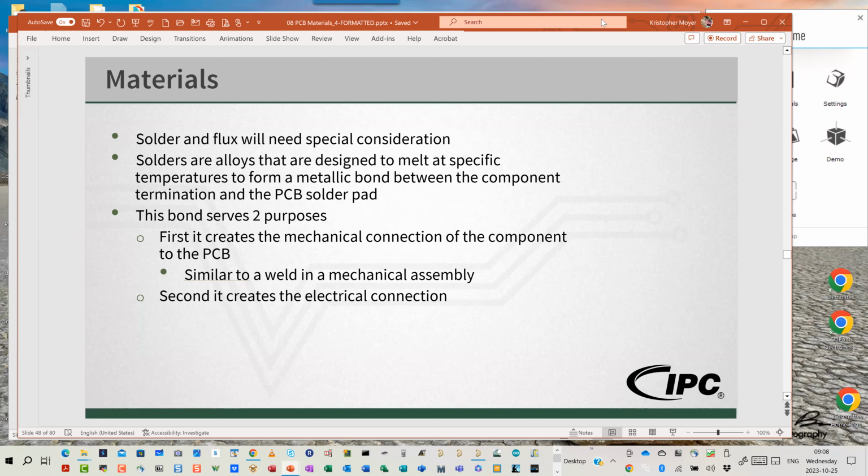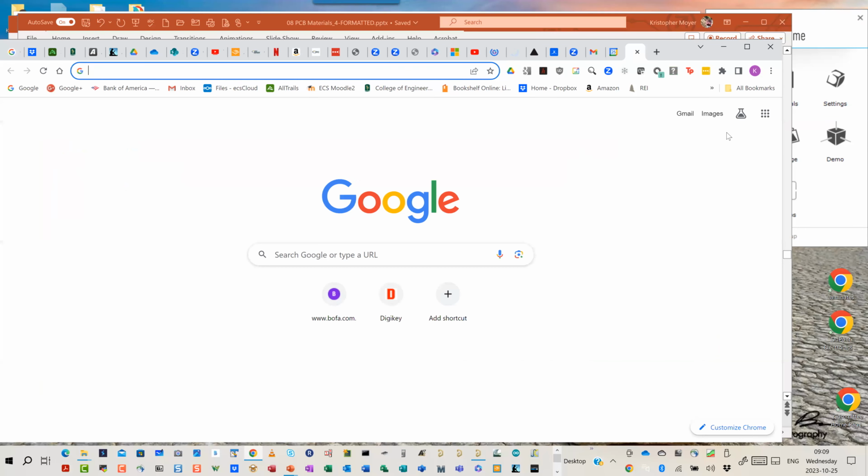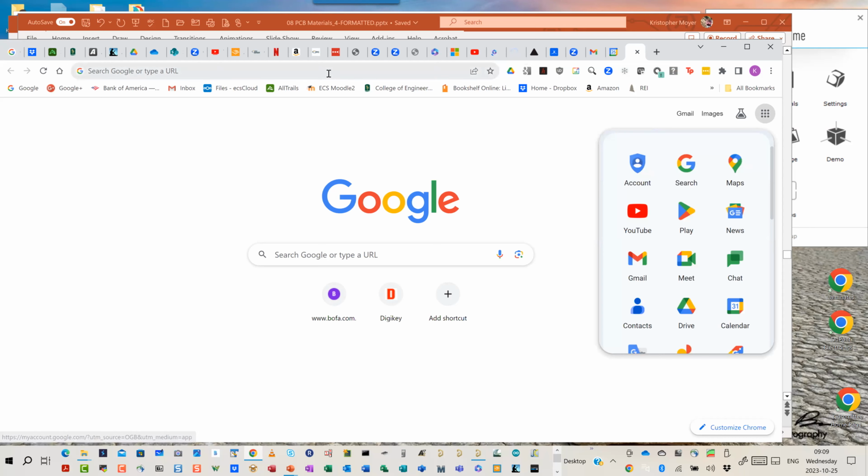There are other cost adders. Another big one is going to be fabricator dependent. So if I go up over here, I did that. Oh, wrong one. Didn't mean to do that. Meant to do this.